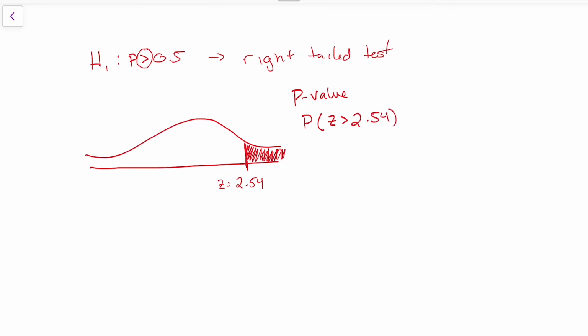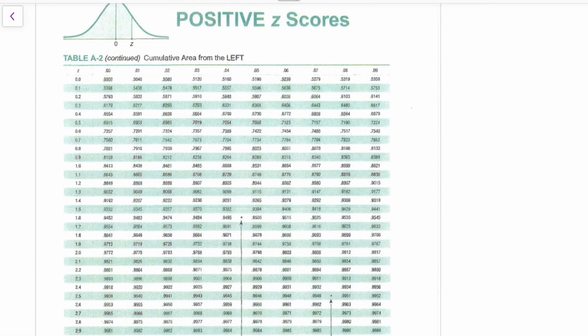Well, this is a normal distribution. I know exactly how to find an area to the right. Recall, our table tells us areas to the left, so I can just compute 1 minus the area to the left. So let's take a look at our normal distribution to determine what our p-value for this problem is going to be. Remember, we're looking for 2.54. So here's 2.5, here's 0.04, and right there where they meet is that probability of 0.9945.